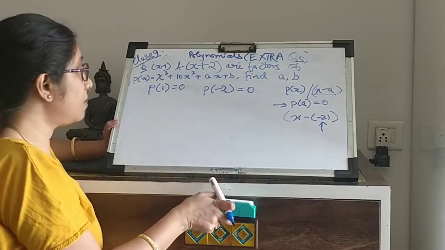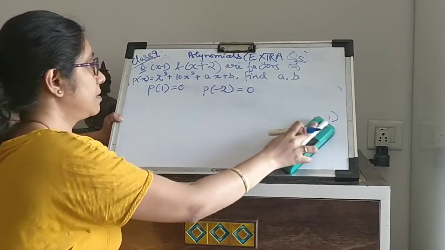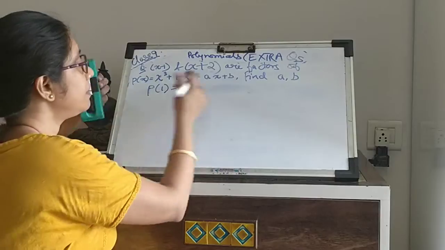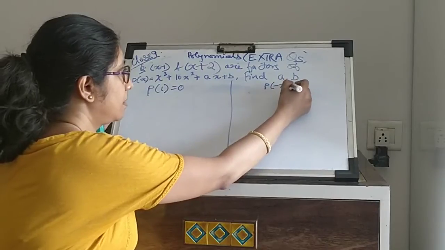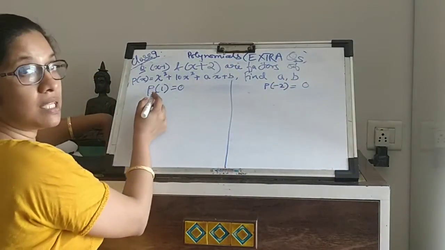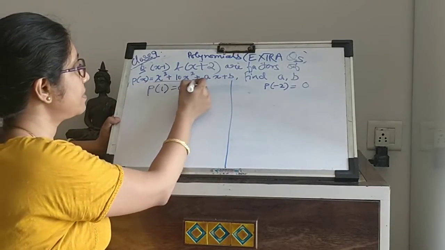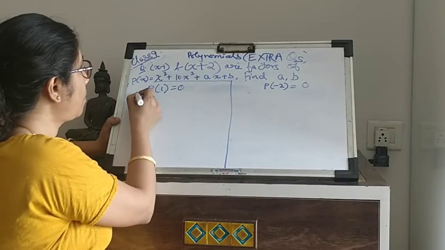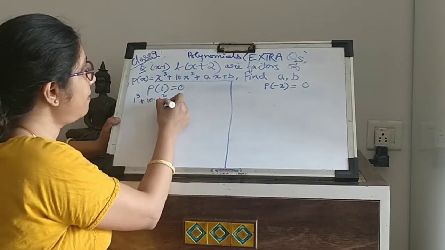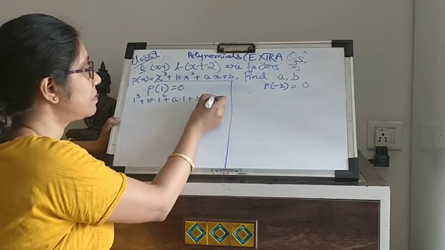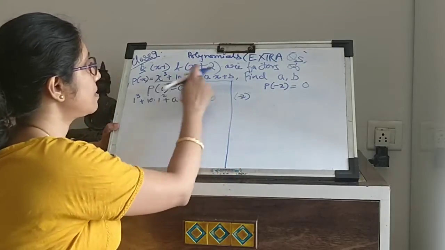Okay? So, let me just rub this, and let me do it in parallel so that you understand what I am saying. P1 is 0. That means replacing 1 everywhere in px, which happens to be this polynomial. So it will be 1 cube plus 10 into 1 square plus a into 1 plus b is equal to 0. Same for minus 2. Minus 2 goes in this equation.